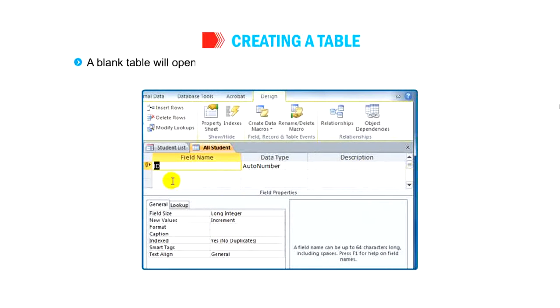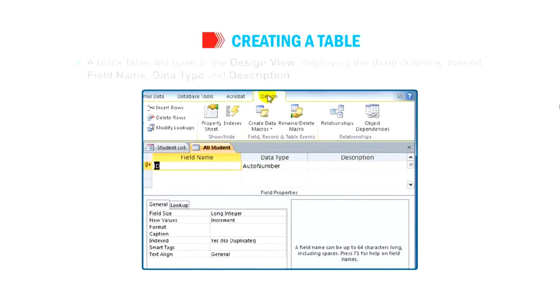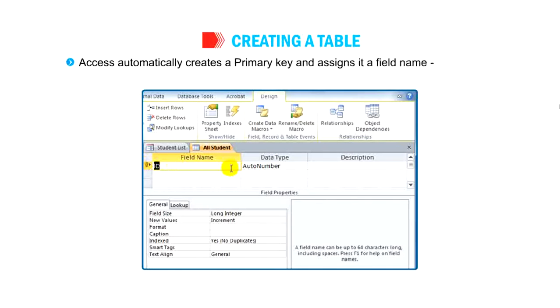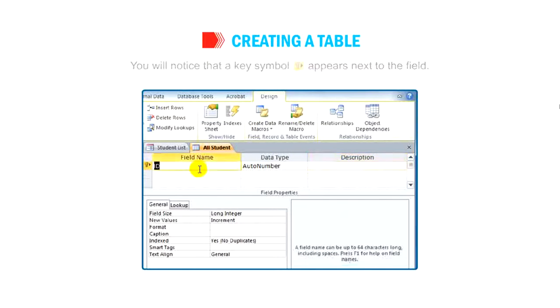A blank table will open in the Design view displaying the three columns named Field Name, Data Type and Description. A new tab named Design appears in the ribbon. Access automatically creates a primary key and assigns it a field name, ID, and the data type AutoNumber. You will notice that a key symbol appears next to the field.